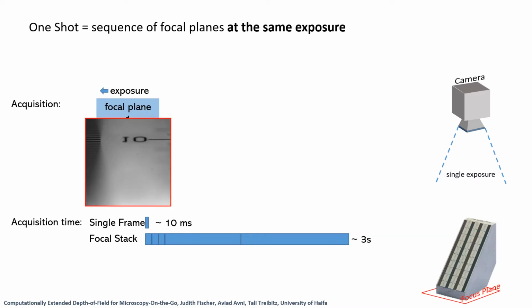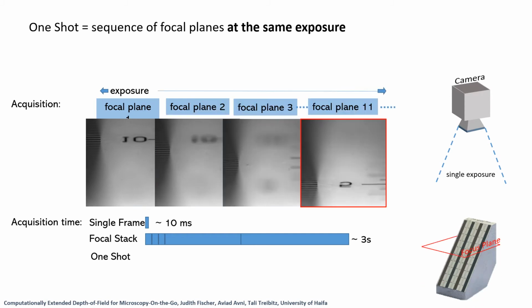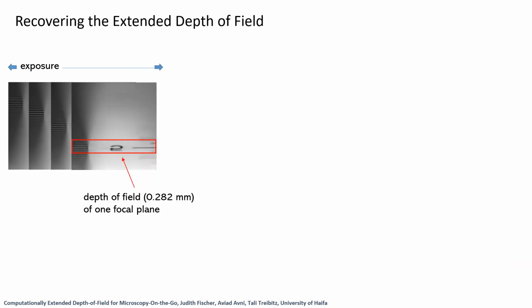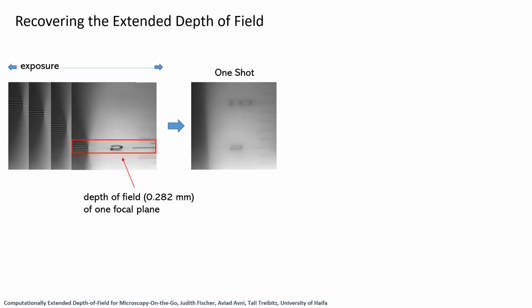Our goal is to image living organisms in situ. Then, acquiring a focal stack may result in motion blur. One-shot imaging tries to overcome this problem by acquiring the entire focal stack in a single exposure. The one-shot image is blurry since information from the layers is overlaid in one image. Therefore, post-processing is needed to deblur the one-shot image.